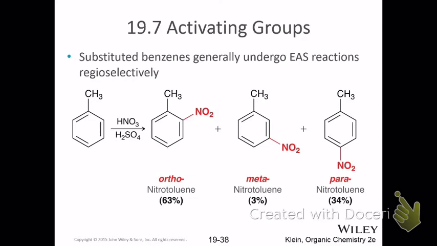So even though it's 25 times faster, it's 25 times faster combined in essence in the ortho and para positions, and it's much slower in the meta position. So this is why, generally speaking, activating substituents are called ortho-para directors, because instead of having meta in the product, you have ortho and para. Okay?